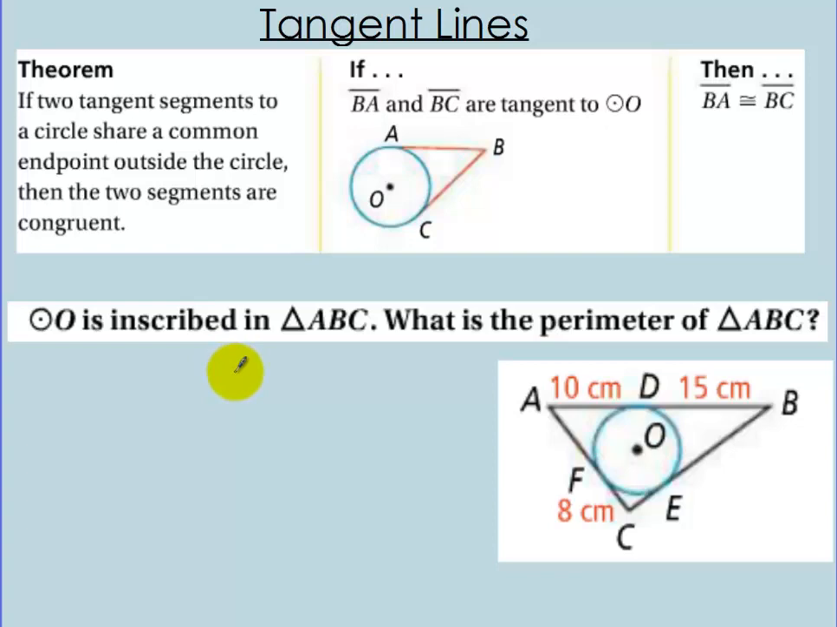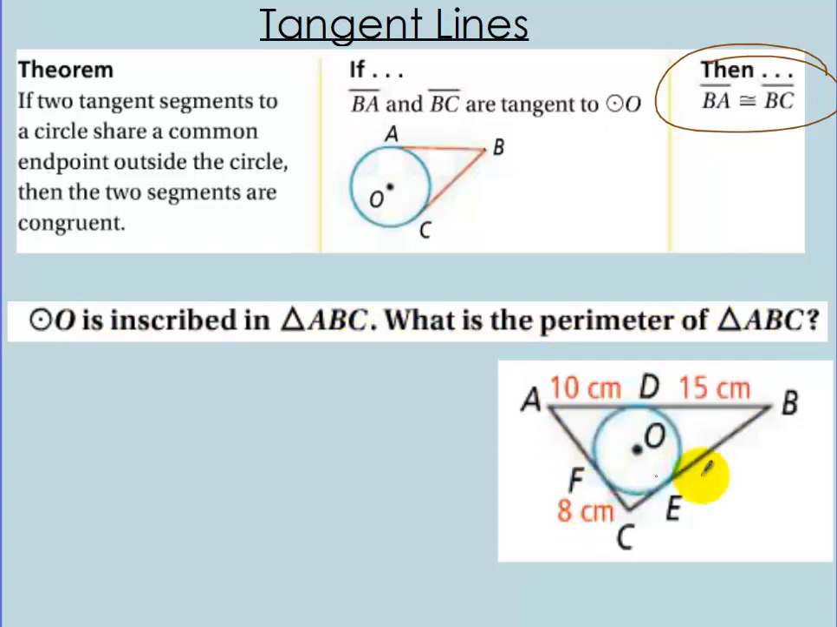So for tangent lines, here's another neat property that you want to know. If you have two tangent lines, or segments, BA and BC that are tangent to circle O, those segments are going to be congruent. They both connect at this point B. So let's use that for this problem. If circle O is inscribed in triangle ABC, what is the perimeter of ABC?